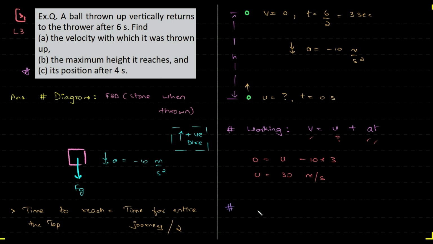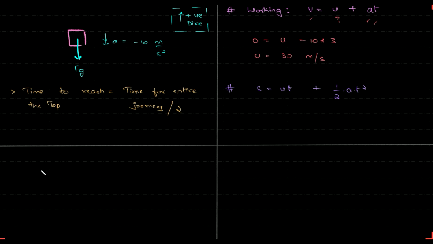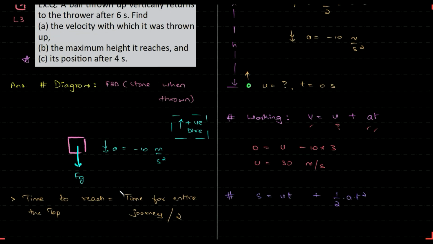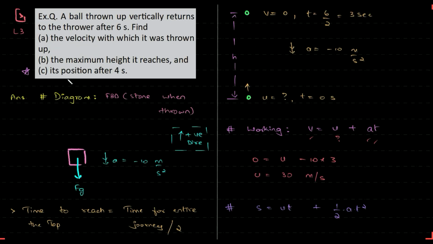Next is the maximum height it reaches. So we have to figure out h. How will we find that? s is equal to ut plus half at square. I think this will help. So we have s is equal to 0 plus half into minus 10 into time square, 3 square. So clearly this is 45 meters. Okay, that is done. Now the question is difficult.